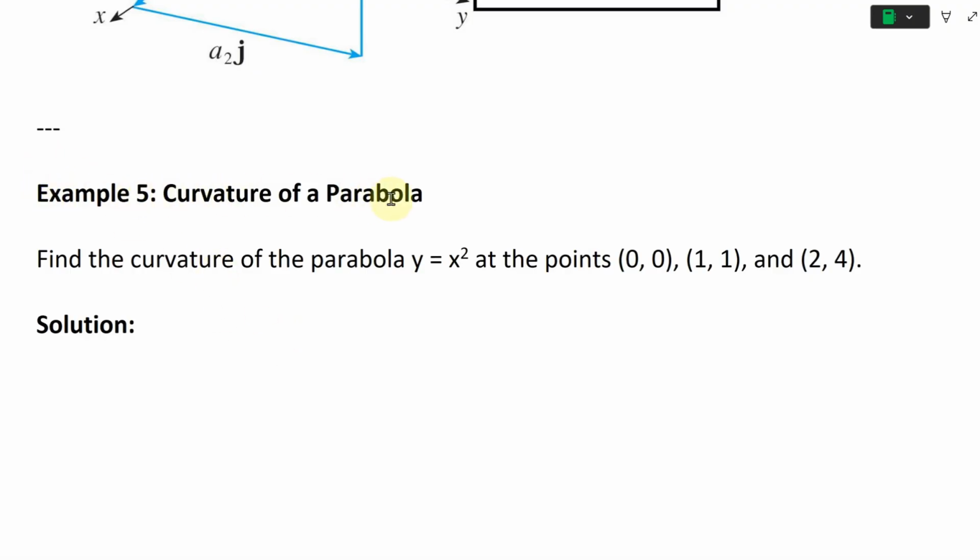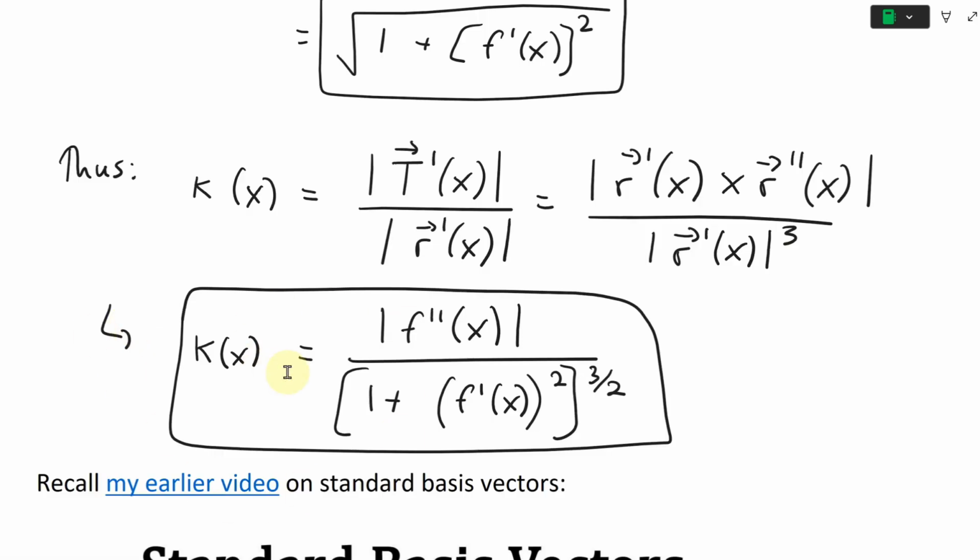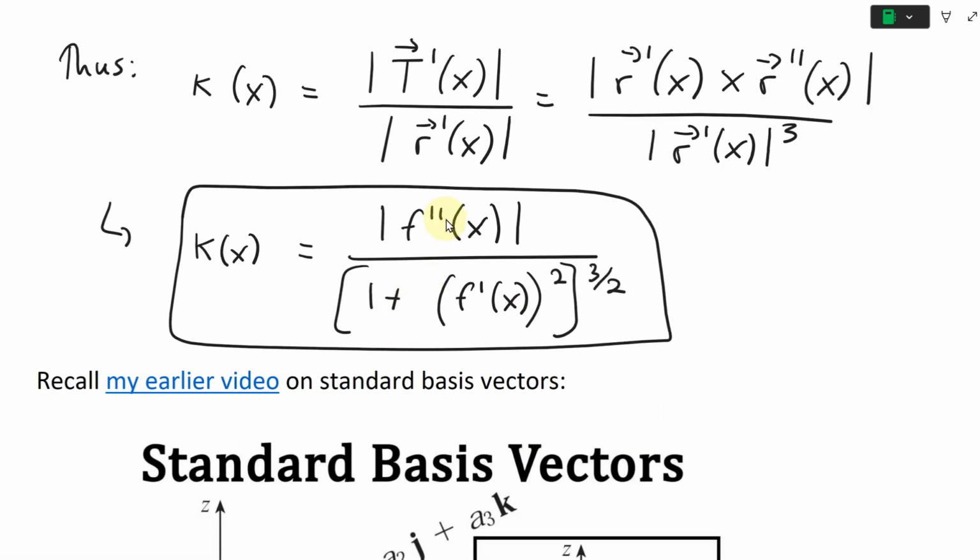So, curvature of a parabola. We're asked to find the curvature of the parabola y equals x squared. Again, this is y as a function of x, at the points (0, 0), (1, 1), and (2, 4). Well, again, we have our equation for curvature right here, which equals the absolute value of the second derivative of f(x), f double prime of x, divided by this right here.